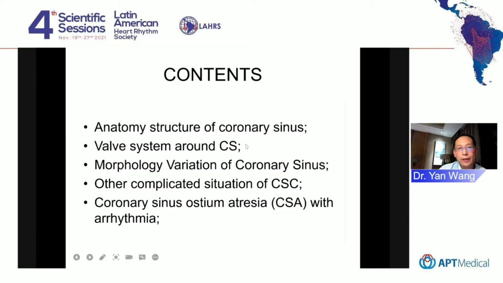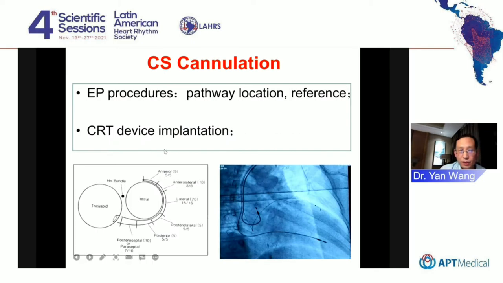The contents are composed of several topics: the anatomy structure of the coronary sinus, the valve system around the coronary sinus, morphology variation of the coronary sinus, complicated situations, then coronary sinus association with arrhythmia. Usually, coronary sinus cannulation is very important in EP procedures and cardiac device implantation.